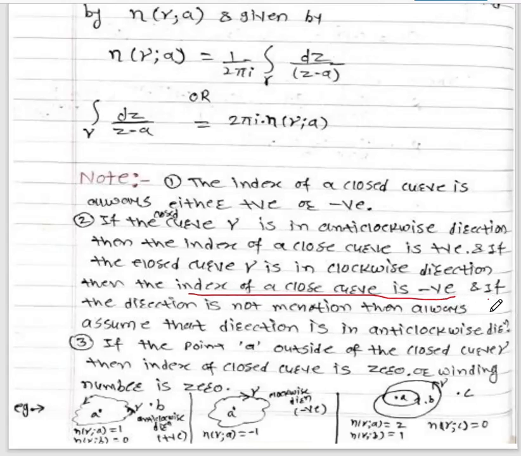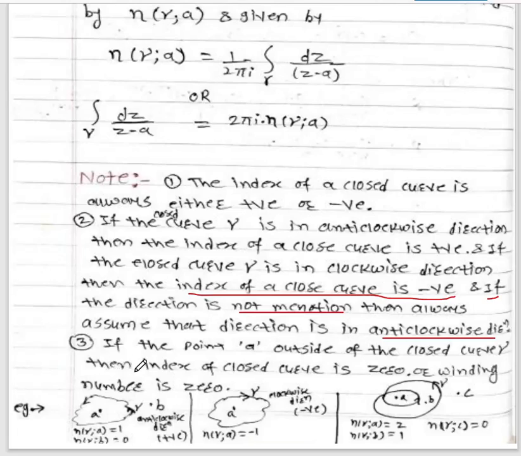And suppose the direction is not given, then always consider it to be the anticlockwise direction. Suppose no direction is given, then we have to consider the given direction to be anticlockwise.